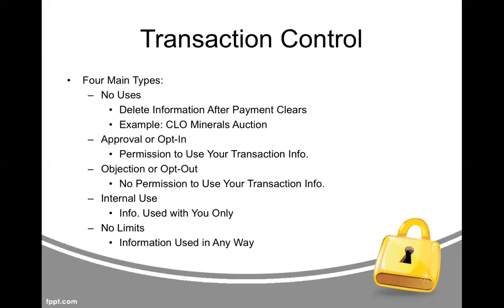Okay, so internal use is another one. It means that information is used with you only. A good example of this is store internal use. The only way the store will actually use your information is for internal use to assess your transaction history. Same thing with Amazon. That's internal use to assess your transaction history. So the next time you log into Amazon, it will pull up things that you may be interested in based on your last purchases.